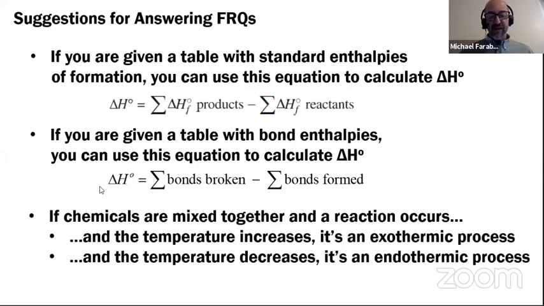If you mix chemicals together and a reaction occurs and the temperature increases, it's exothermic. If the temperature decreases, it's endothermic. That's when the temperature change happens all by itself, not with a hot plate or a Bunsen burner. The temperature just rises on its own or falls all by itself.